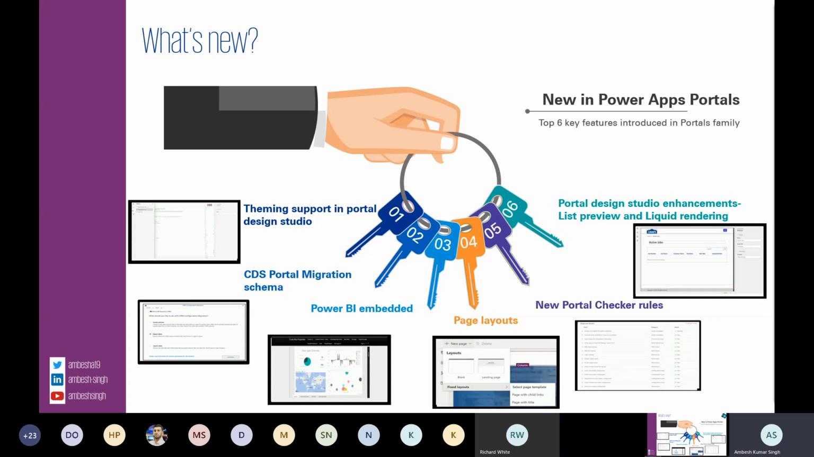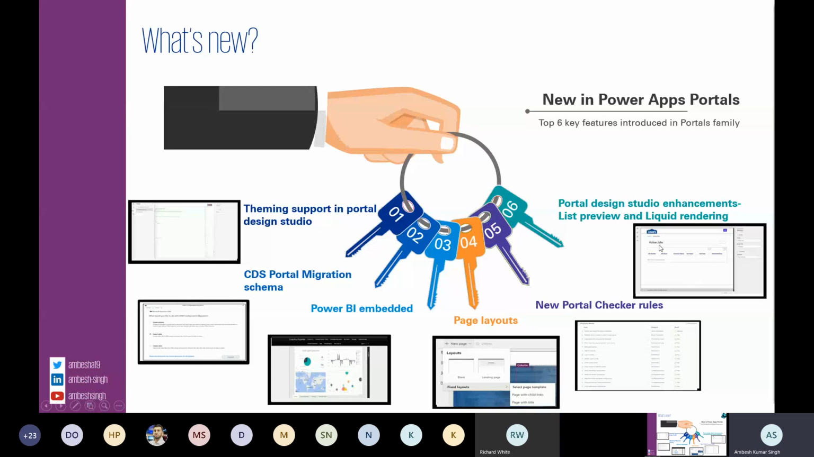You have a CDS portal migration schema, which is available if anybody needs it for any of your portals, like any variety of your portal templates. I can provide you. It's also available with the MSN docs, and you can integrate Power BI with that. The page layouts are available, and initially it was less, but now Microsoft keeps updating the page layouts too. Portal checker rules I already explained.